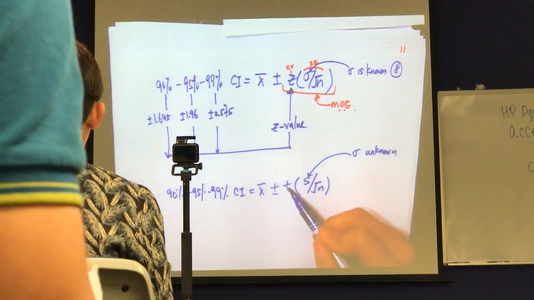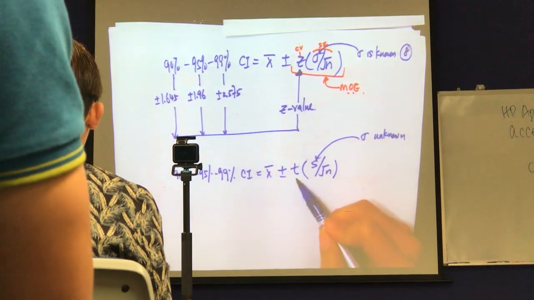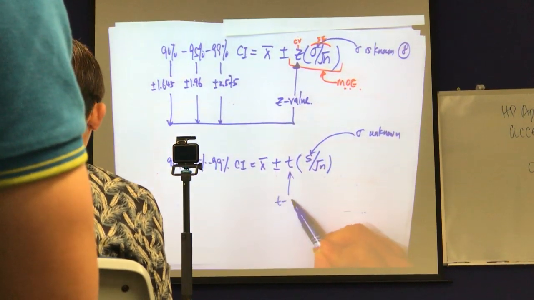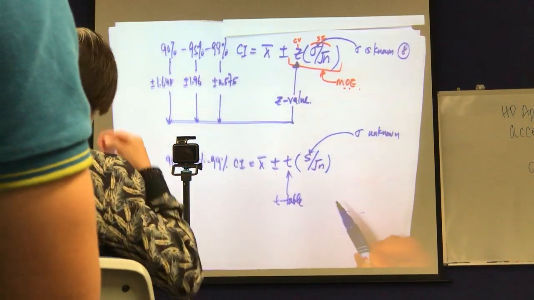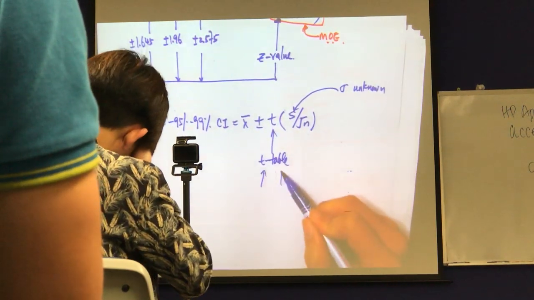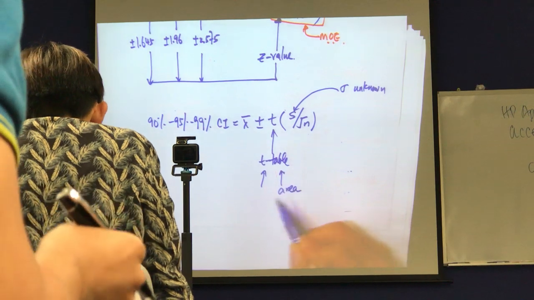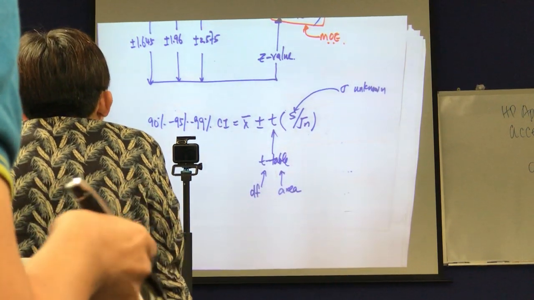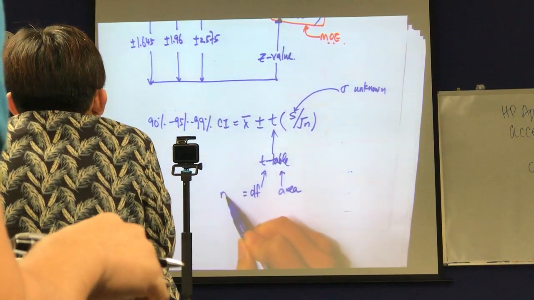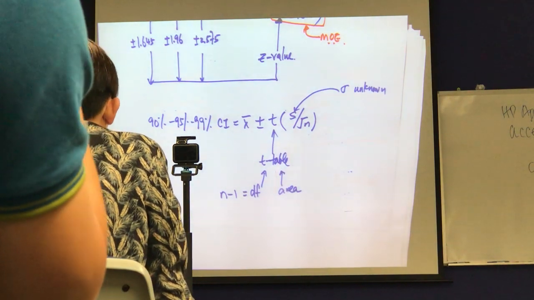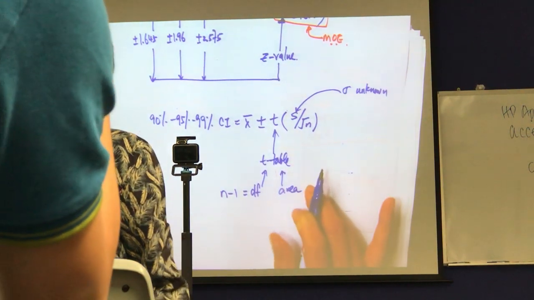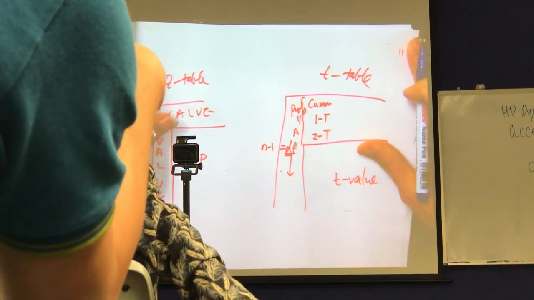So, you need to know what this T value is. You need to use the T table. And the T table needs two pieces of information. One is the area, one is the degree of freedom. And degree of freedom is defined as n minus 1. So let's have some practice here. Let's do this one here.